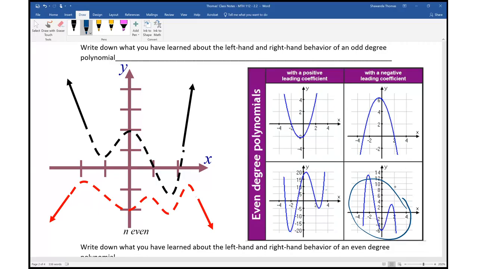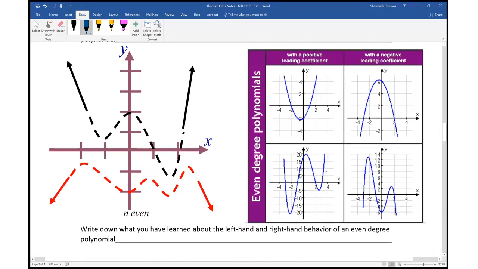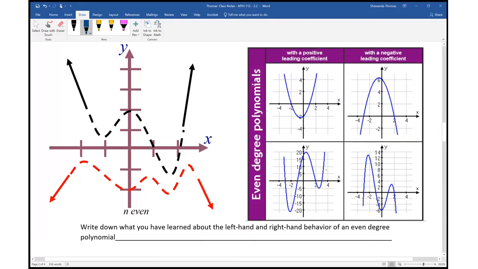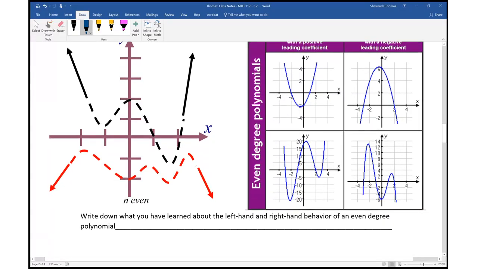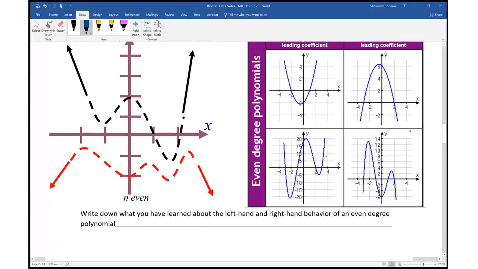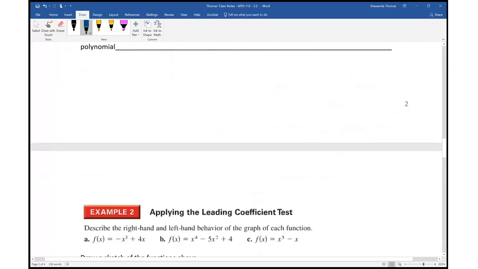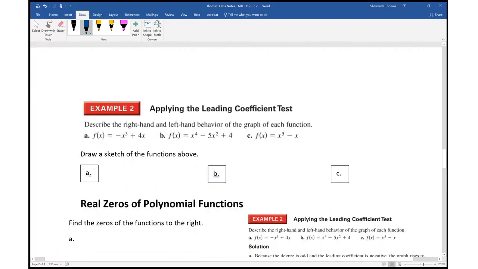We also know this is an even degree because both ends are going down. So if on both sides your ends are going in the same direction, we know that our polynomial is an even degree polynomial. If both ends are going up, we know that the leading coefficient is positive. If both ends are going down, like over here, we know that our leading coefficient is negative. So let's try some examples.